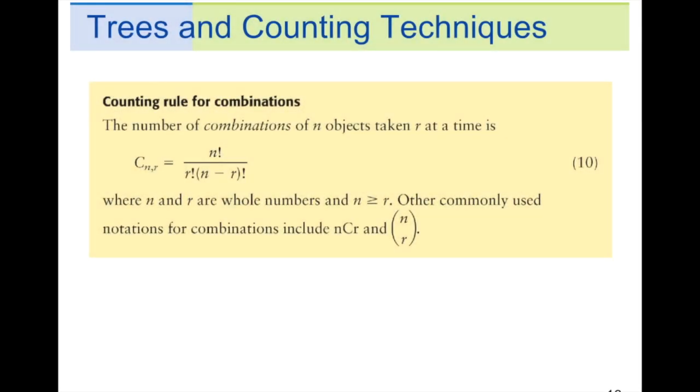So this time it's n factorial over r factorial times n minus r factorial. Essentially, the only difference from permutations is this r factorial right here, where, as before, n and r are whole numbers and n is greater than or equal to r. Other commonly used notations for combinations include nCr and n r in parentheses. You'll often hear this as n choose r.